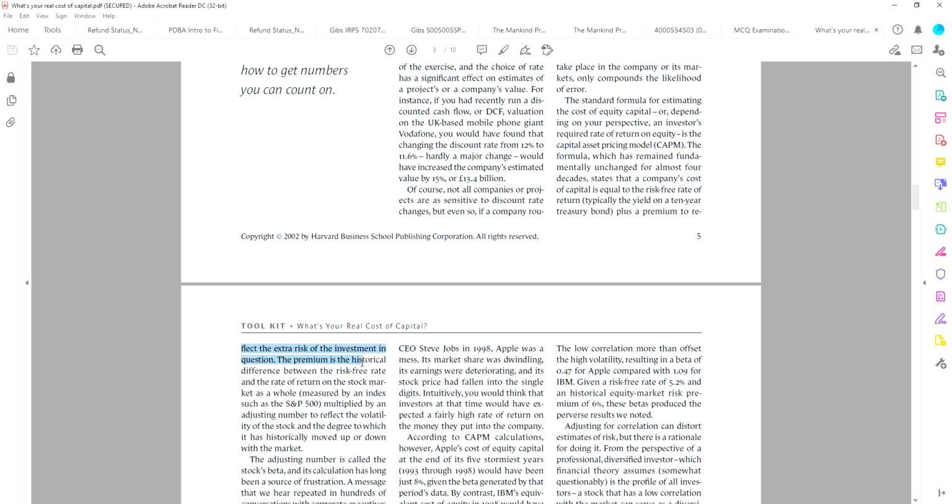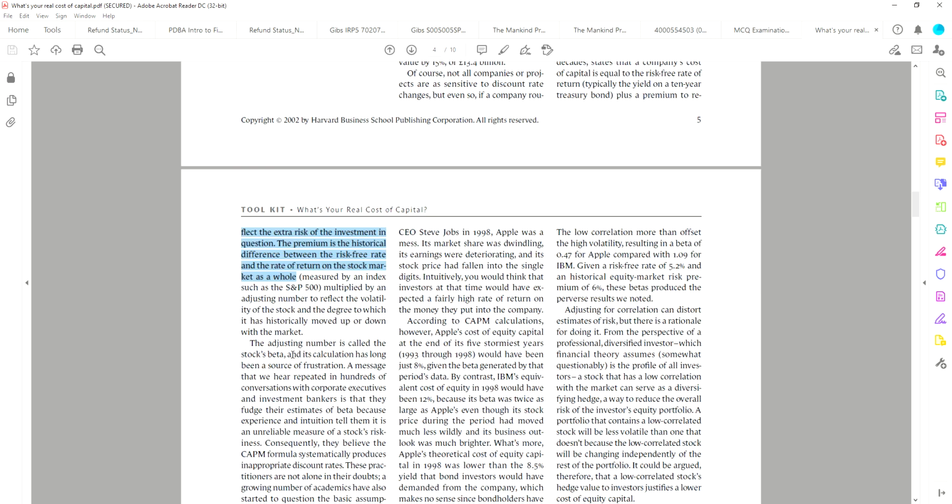The premium is the historical difference between the risk-free rate and the rate of return on the stock market as a whole. Of course, this article is American, so it is using the S&P 500 as the measurement for the market as a whole. We're going to use the all-share index. Then this calculation is multiplied by a number that reflects the volatility of the stock and the degree to which it has historically moved up and down with the market. That is referred to as beta. Adjusting the number is called the stock's beta.